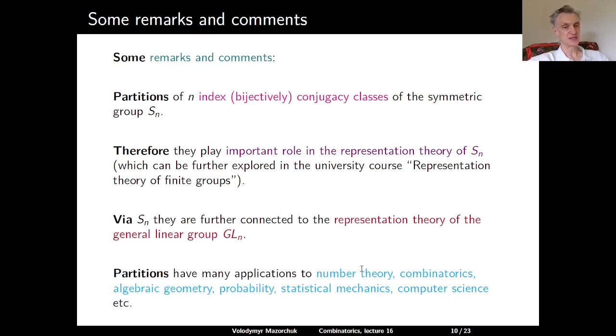And also partitions in general, integer partitions, have many applications to number theory, combinatorics, algebraic geometry, probability, statistical mechanics, computer sciences, and so on.